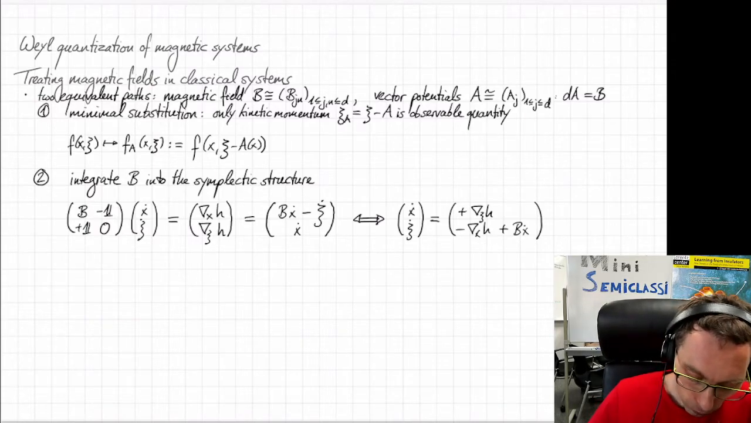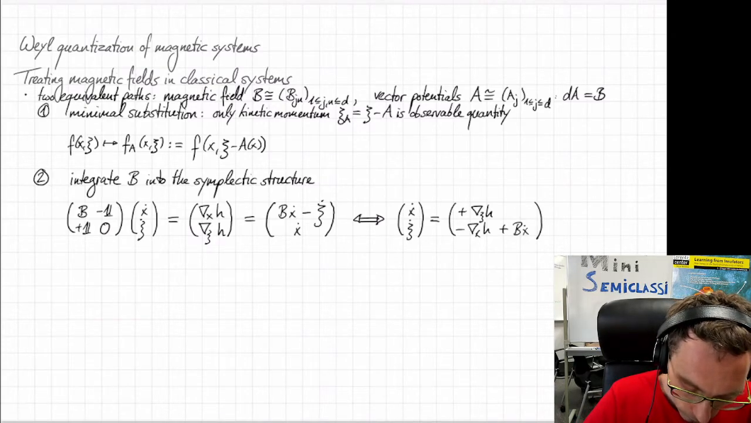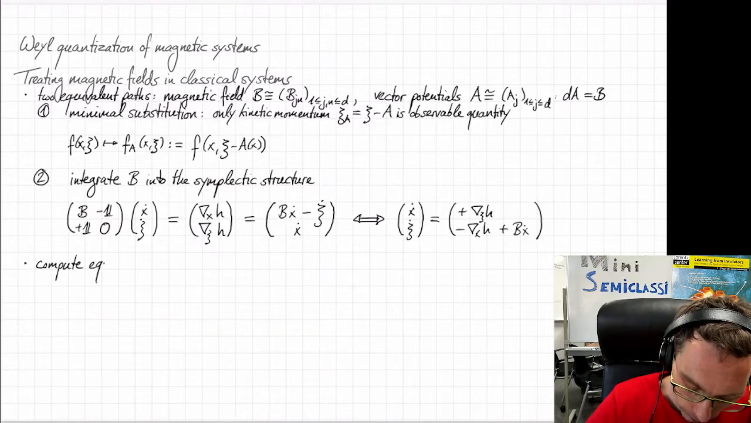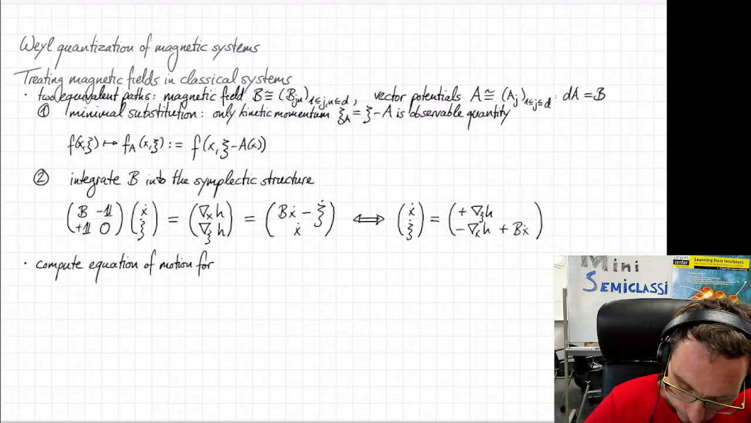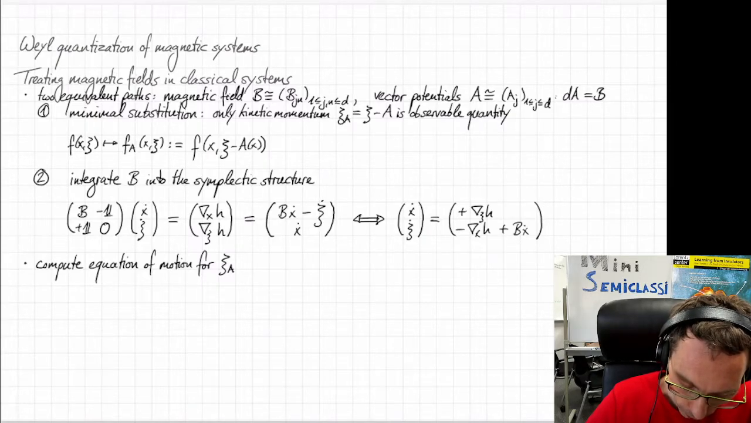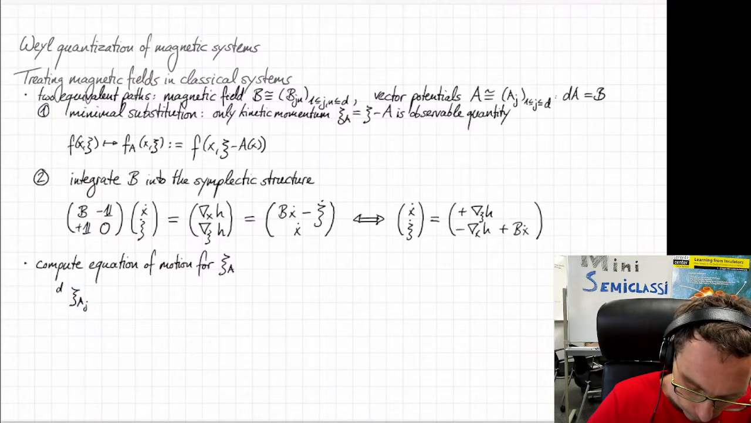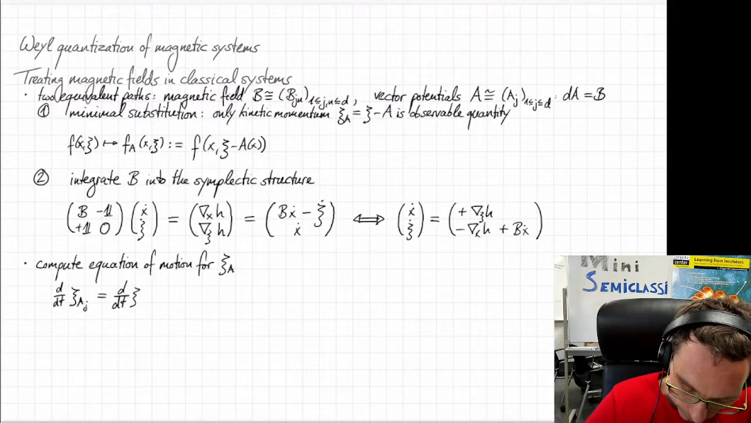All right, so these two approaches are equivalent, and the way to see this is to compute the equation of motion for kinetic momentum. So let me just use one of the coordinates and let me compute the time derivative here. So this is equal to the time derivative of xi_j, which is exactly what you think it is, minus the time derivative of A_j.